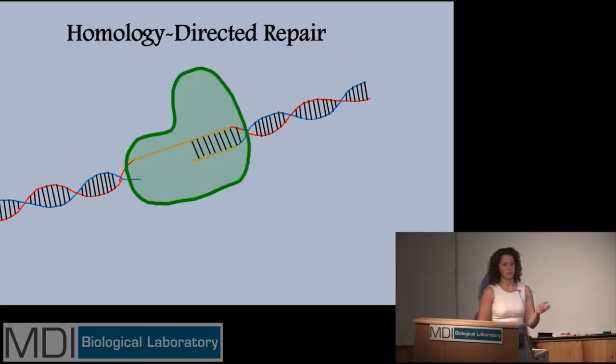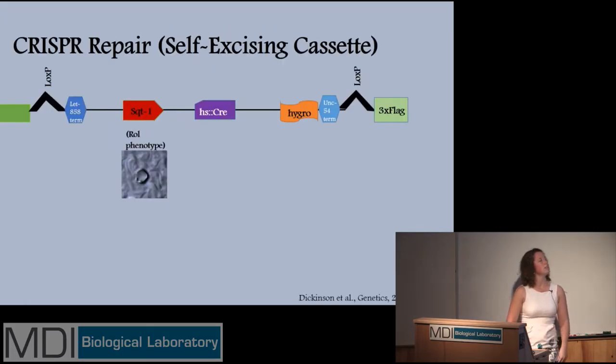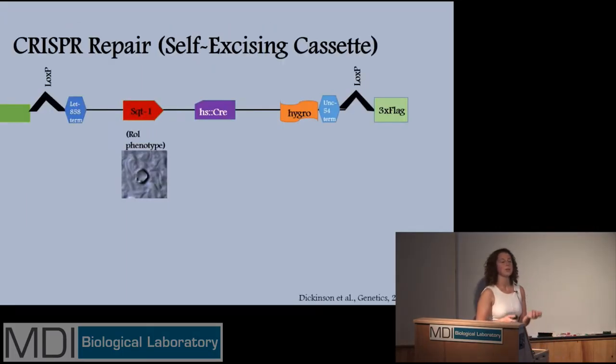So then the endogenous repair machinery again replaces the break, but this time it repairs it based on that template that was already provided. So this is what's on my template. And we use a self-excising cassette. So on one end, I have my fluorescent protein marker. On the other end, I have a flag region, and this just allows for antibody staining in later studies.